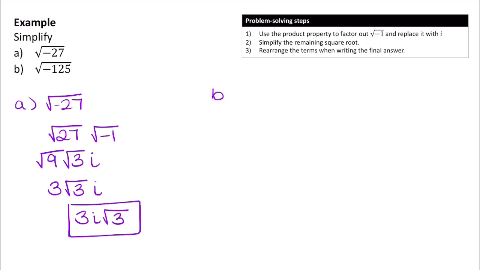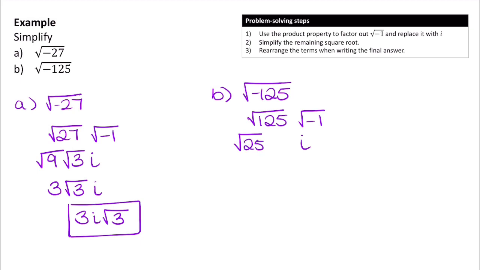Now let's try the square root of negative 125. I'm going to first factor out that negative 1. So I have the square root of 125 times the square root of negative 1. The square root of negative 1 is i, and let's think about how to make the square root of 125 better. That's going to become the square root of 25 times the square root of 5. The square root of 25 is 5, so we have 5 square root of 5 and then i. So we're going to rearrange this and put that i in front of the radical, so we have 5i times the square root of 5.